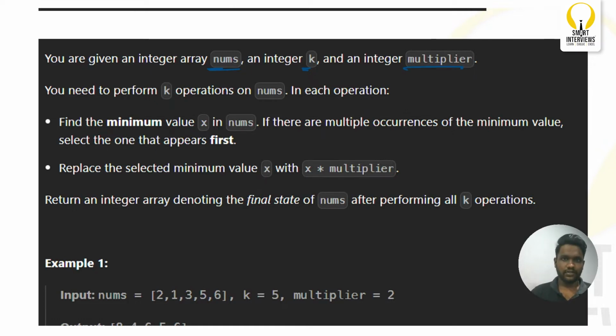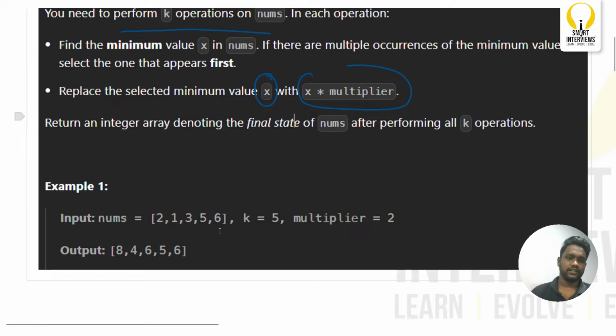What we have to do is perform k operations on the nums array, and the operation is simple: find the minimum value in the nums array and multiply it. Let's say the minimum value is x, then we have to replace x with x times the multiplier. Our task is to return the integer array denoting the final state of nums after performing the operations k times.